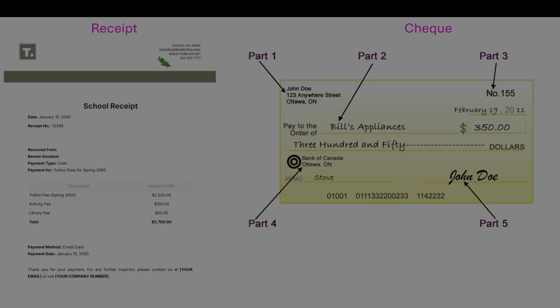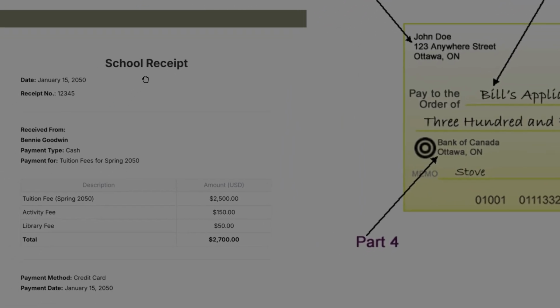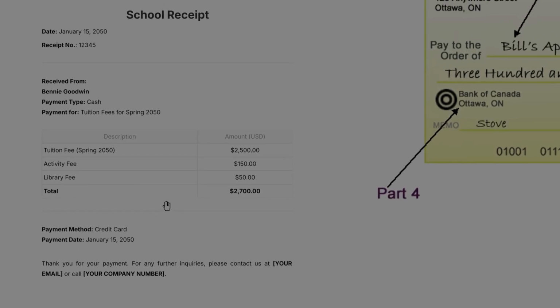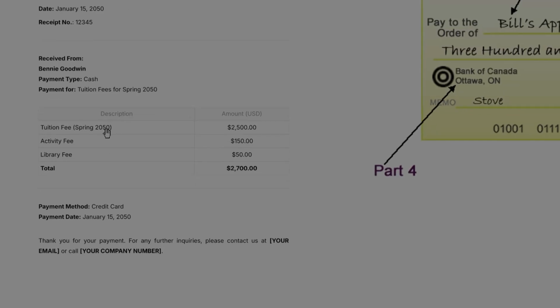So next we had the receipt. So a receipt is any document that shows proof of payment. So this is an example of a school receipt which shows payment for tuition fees. So some information here is the date, a receipt number. We have the person who made the payment, some details, and break down the description along with the totals. There's also the payment method as well as the payment date.